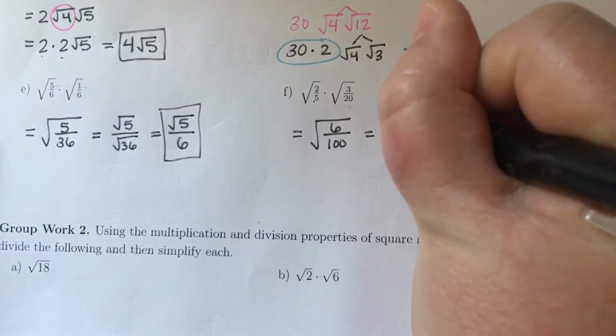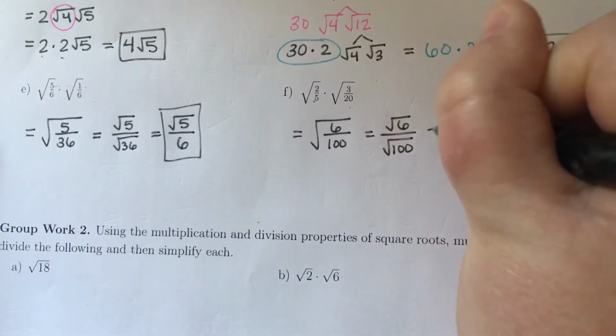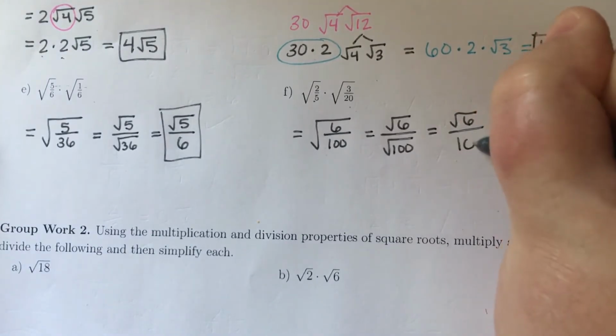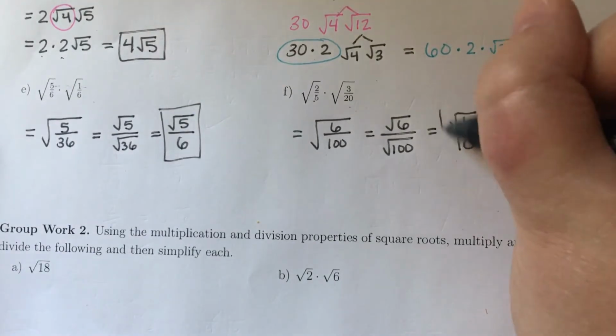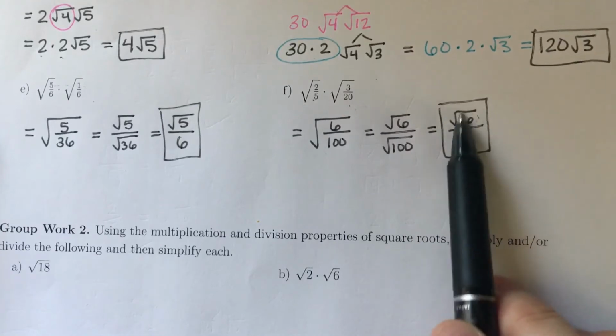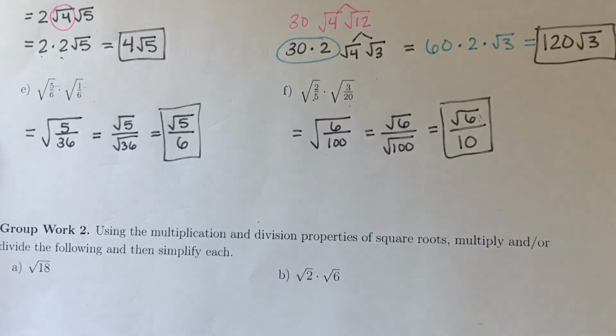So now we use that property of division. So square root of 6 over square root of 100. And square root of 100, even though I didn't put it on my perfect squares list, is just 10. And so that's the final answer. The only thing we would want to check is to see if there's a perfect square that goes into 6, but 4 doesn't go into it, so no, it's not going to simplify.